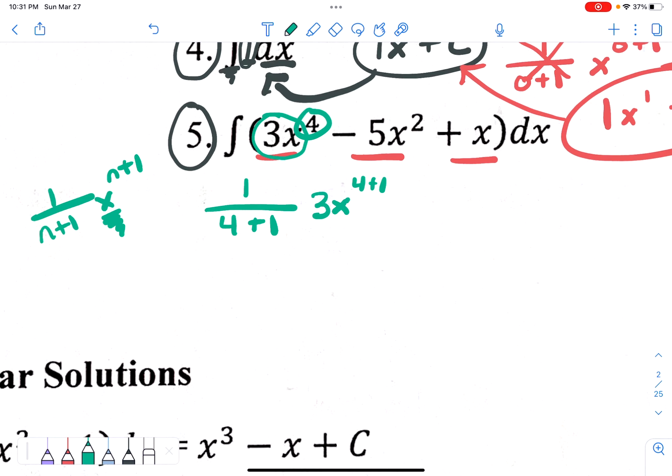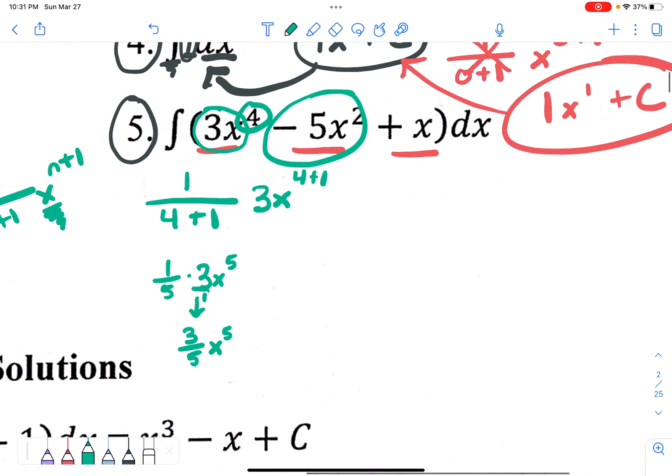Okay, so here's how this works. 1 over 4 plus 1, this is 1/5 times 3x to the 5th power, which is kind of gross, okay? We're going to simplify that to 1/5 times 3 over 1 is 3/5 x to the 5th power. That's what we're going to go with, okay? So that's our first part. Now we got to do the other chunk, right?